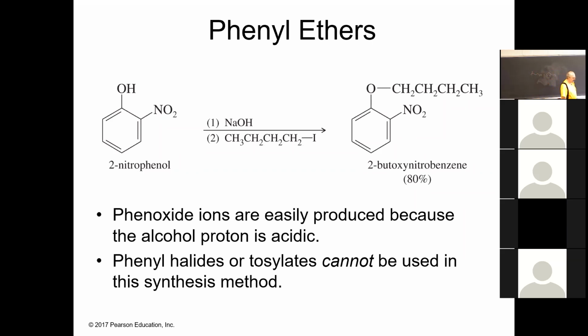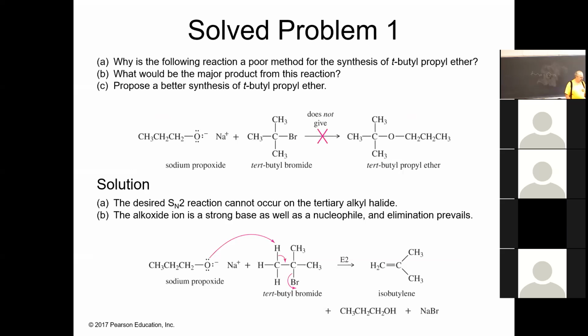Okay, so if we're making an alkyl phenyl ether, the alkoxide has to be an alkyl. Okay, we also can't use tertiary halides or tosylates.